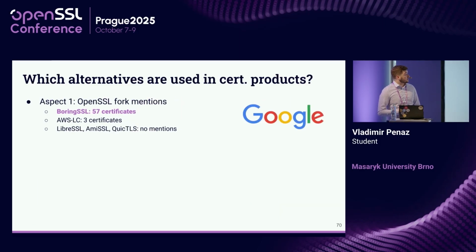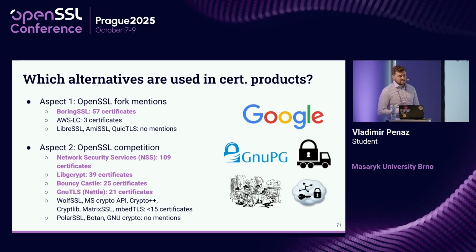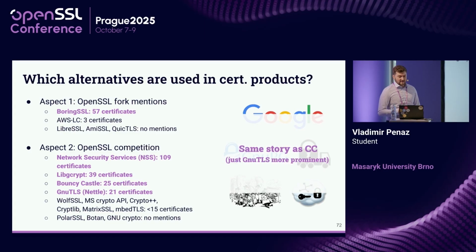And the last question was about the alternatives for OpenSSL in the FIPS certificates. And again, it's quite similar. BoringSSL is leading the category of the forks of OpenSSL with 57 certificates. And in the competition of OpenSSL, the most used library is NSS. So again, same story as in Common Criteria. Yeah, those two libraries are leading each category.